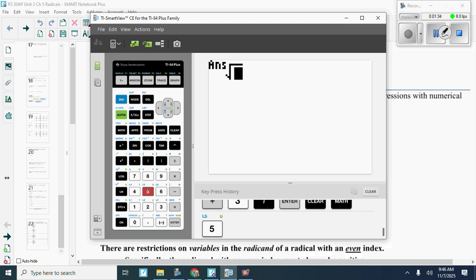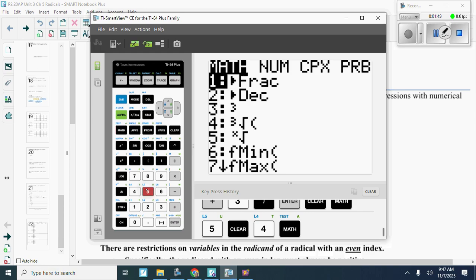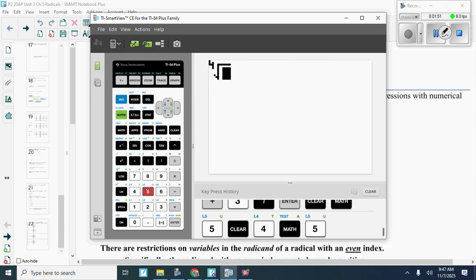For other people, it gives you a little flashy box, and you can just arrow over and put in the index. So just make sure that you know what your calculator wants. For example, if I wanted the fourth root of something, I would have to type in 4 first, and then math, and that option, and then it puts my 4 in. So just make sure that you know the nuances of your calculator.